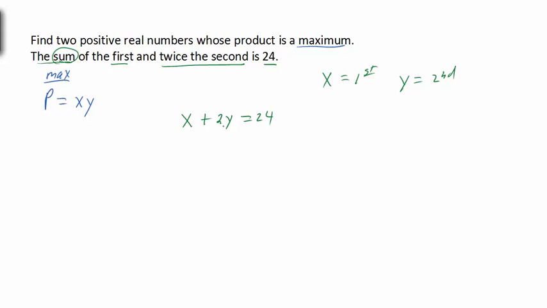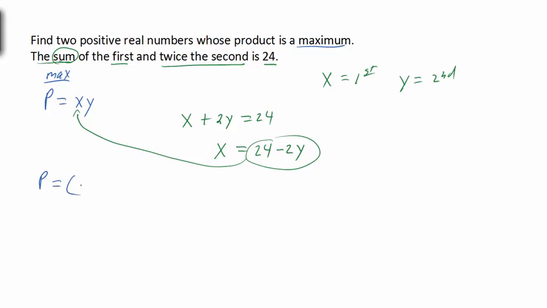Well, to make this easier, I'm going to solve the equation for x, because if we solve for x, all we have to do is subtract away the 2y. So we get x equals 24 minus 2y. So once again, we're going to take the 24 minus 2y, and we're going to substitute that in over here in place of our x. So then we're going to end up with p equals x, which is the 24 minus 2y. So we take 24 minus 2y multiplied by y.